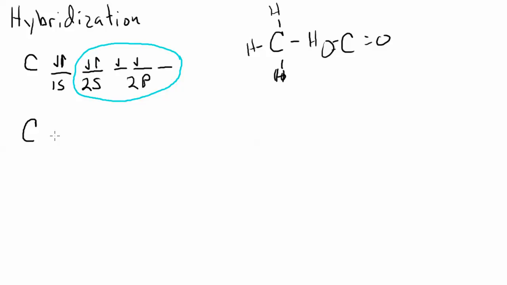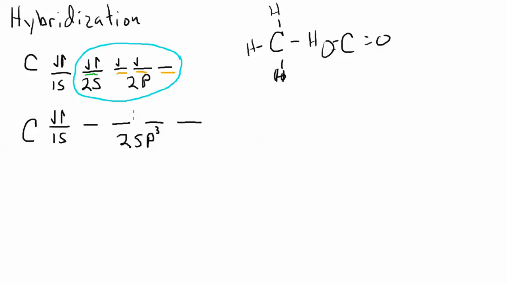So carbon still has its 1s that's full, 2 electrons there. But now instead of having 2s and 2p, it has 4 orbitals that are a combination of the 2s orbital and the 2p orbitals. There are 3 p orbitals combined with 1 s orbital. Because there are 3 p orbitals combined with 1 s orbital, the hybrid orbitals are called sp3. So it's 2 sp3 orbitals.